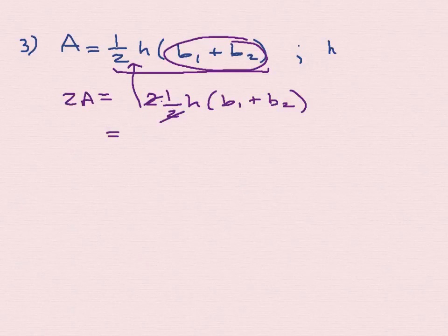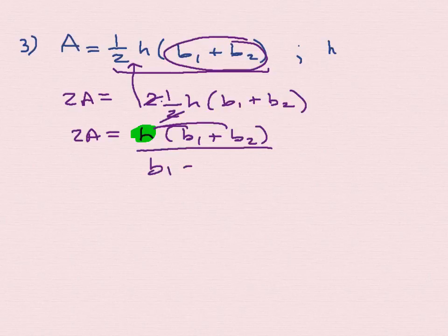Now you're left with a more simplified equation that says 2A equals h times b1 plus b2. And you want to solve for the height. Well, the height is already isolated out here in front of the bracket. And the height times b1 and b2, if you multiply the h through, you're going to have two h terms. You don't want that. You want to get the h by itself. If you divide by b1 plus b2 on both sides, you're going to have the h by itself.